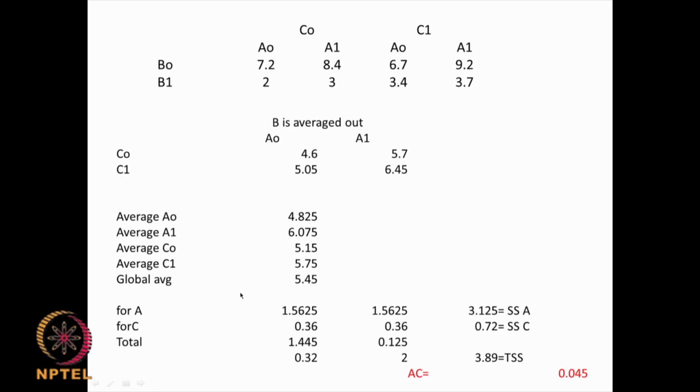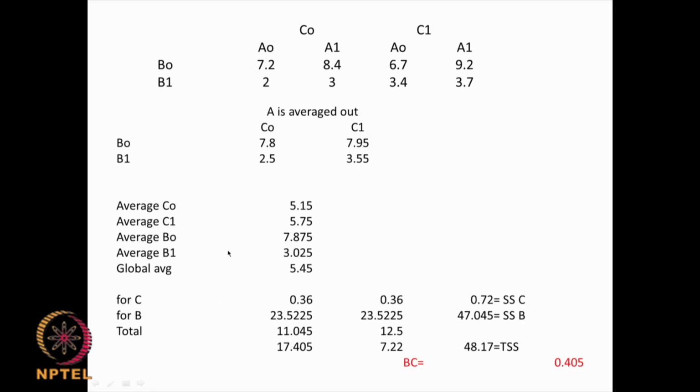Then we go to the next one where we have BC and A is averaged out. So, how do you average out A? We have this table. Now, what we do is the A gets averaged out. So, we add these two, divide by 2, add these two, divide by 2: 2 plus 3 by 2 is 2.5, 7.2 plus 8.4 divided by 2 is 7.8, 6.7 plus 9.2 divided by 2 is 7.95, 3.4 plus 3.7 divided by 2 is 3.55.